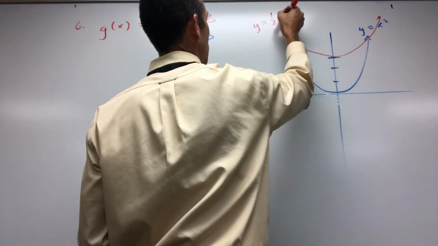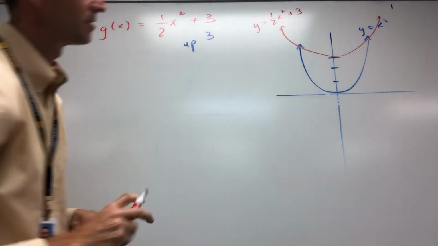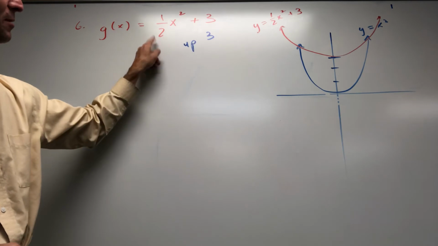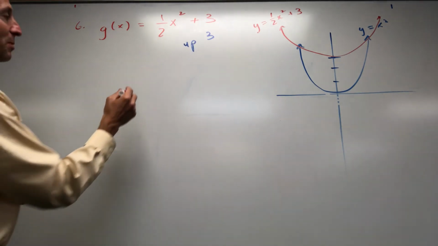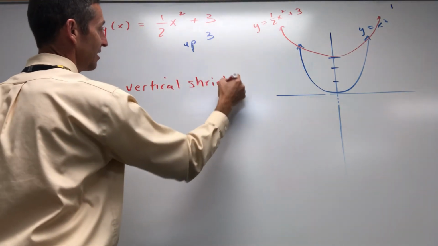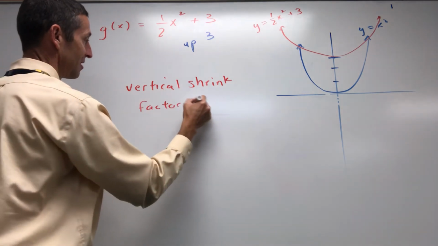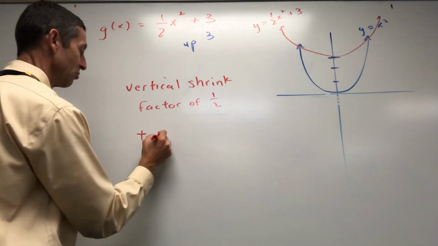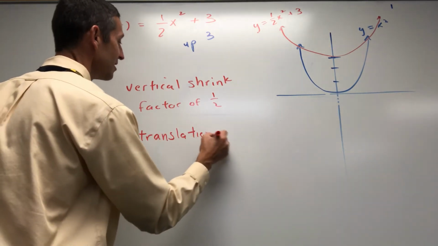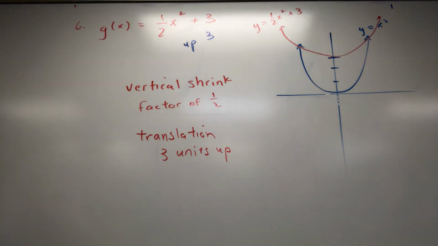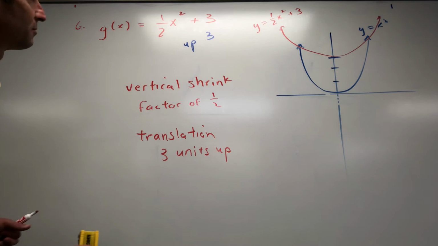So there's y equals 1/2 x squared plus 3. That's a really bad drawing. Sorry about that second parabola there. So we had to go up 3 and we had to vertically shrink it. So let's put both on there. Let's start with the vertical shrink, factor of 1/2. So we got the first part, and then up 3, it's a translation. We went 3 units up. So you had the double on this. Okay, let's do one more for this set of examples.